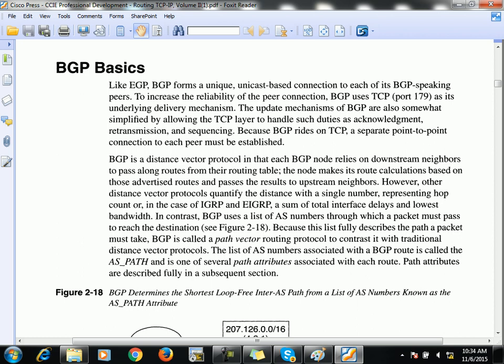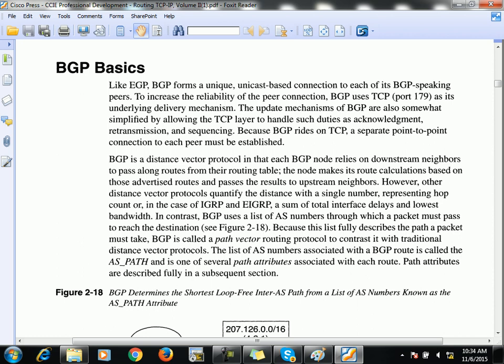Now BGP has started. As I told you, BGP uses TCP port number 179, so it is completely secure and reliable. It is also known as a path vector routing protocol. Why do we call it a path vector routing protocol? Because it uses the AS path attribute for best path selection. But in actual fact, it is a distance vector routing protocol.